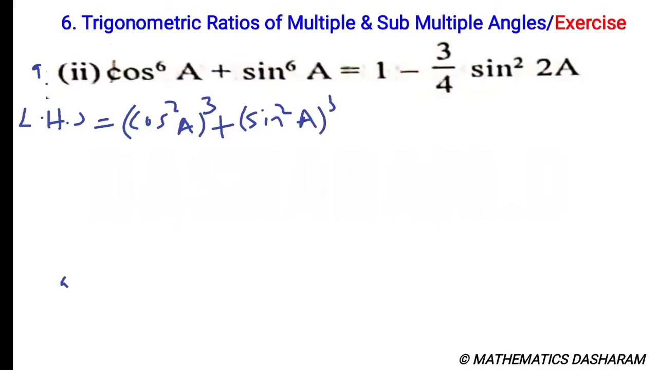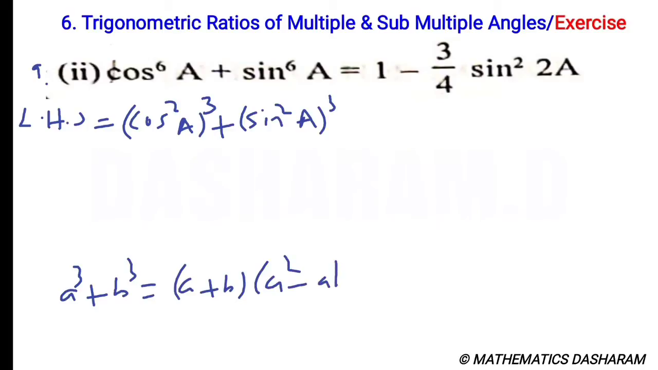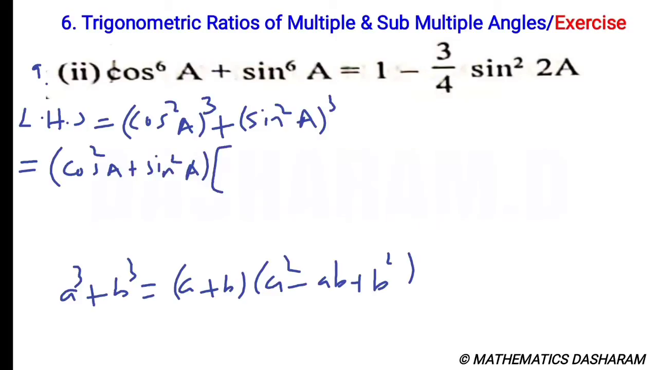Do you know the a cube plus b cube formula? So a cube plus b cube equals (a plus b) into (a square minus ab plus b square). So apply this formula. So a plus b, that means cos square a plus sin square a. Next, a square minus ab plus b square. So (cos square a) whole square.